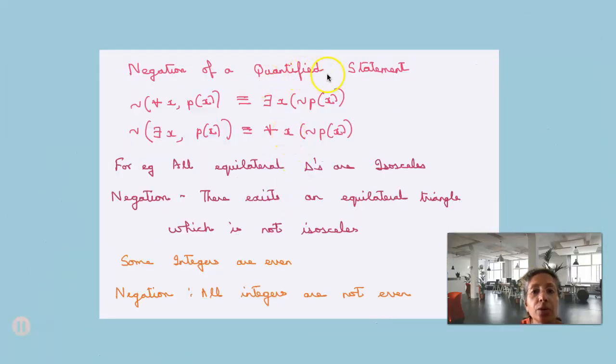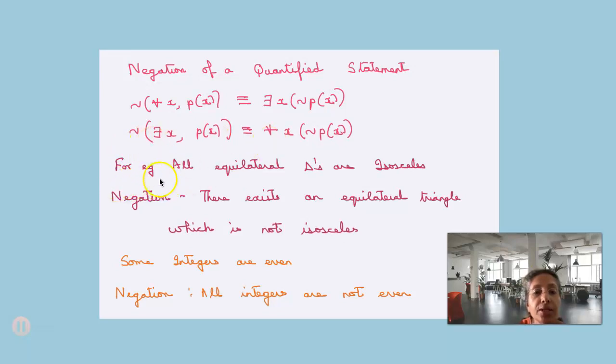Now, negation of a quantified statement is defined as follows. Negation of for all x Px is equivalent to there exists x negation Px. And negation of there exists x Px is for all x negation Px. So what you need to remember is negation of for all is there exists, and negation of there exists is for all.